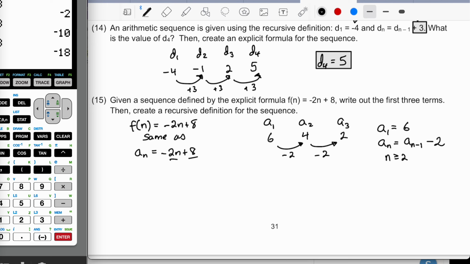And the last thing is we make the statement of n greater than or equal to. That's for all cases, right? Unless it's like a trick question. But really, what that's telling us is that this rule only applies to n values that are 2 or more, because we already have a sub 1. We don't need a rule for that. We know that value. We need a rule that'll give us a sub 2, 3, 4, 5, and 6. So it's only for the values of n that are greater than or equal to 2.